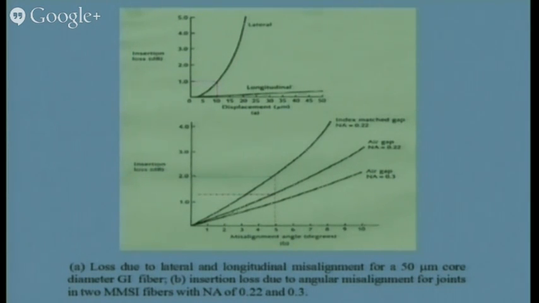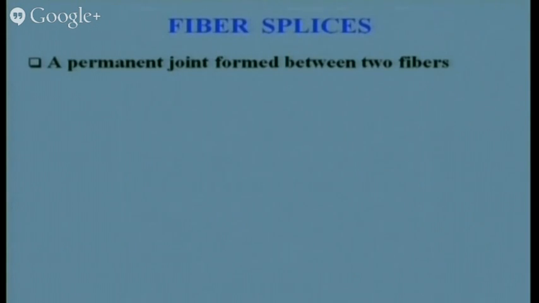So it depends how much loss you can compensate. So these are the different types of losses which are there at the joint, and one should be very, very careful while making the joint. There should not be any gap. There should not be any axial offset. There should not be any angle. It should be properly polished. So all these are the loss mechanisms at the joint. Once you understand the loss mechanism, then we will go for the different types of splices and connectors.